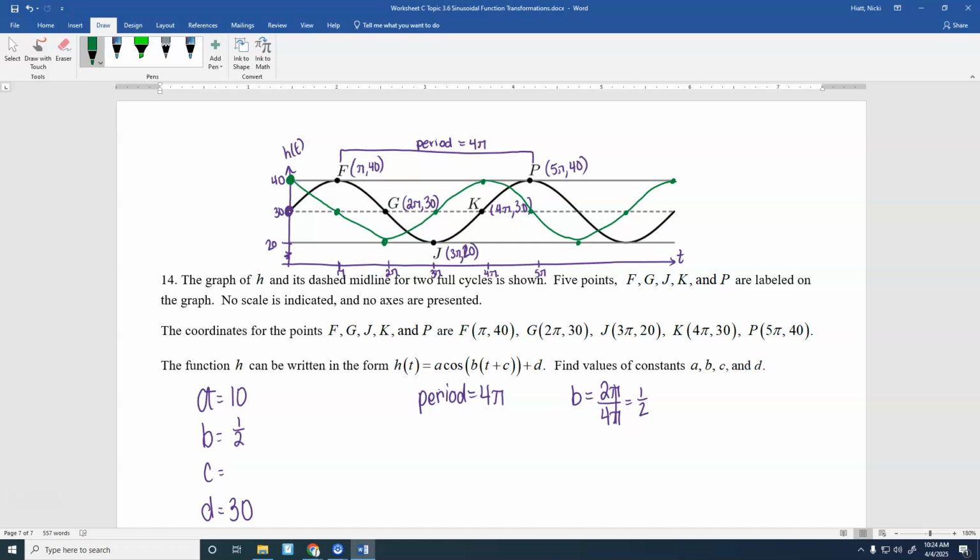So I want to take my green graph, I want to move it over to line up with what I'm supposed to have. So, you know, all these points right here would go this far. How far is that? Pi. So my C needs to be, I'm going to the right, so it needs to be negative pi.